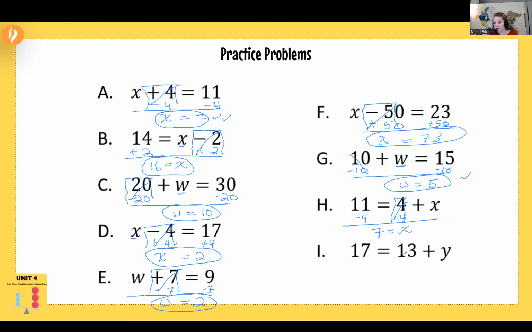And then finally, letter I. Our positive 13 is on the side with y. So we got to get rid of positive 13. The only way to do that is to subtract 13. Subtract that from both sides. And we find the solution, y is equal to 4.